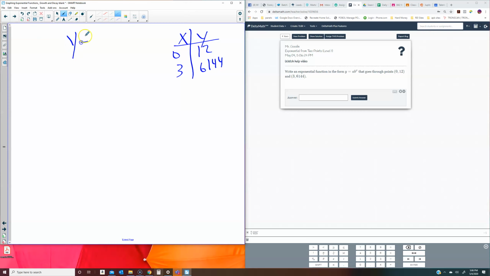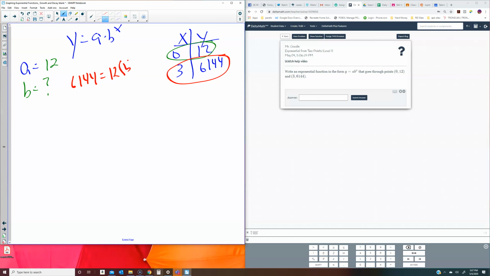Now we know it has to be y equals a times b to the x. So we know what our a is already. A is going to be right here, I'm going to put that in green. Right here, 12. Our b is what we don't know. We got to figure that out. So we're going to take our other point and substitute in to find our b. So we're going to do 6,144 is our y, equals our 12, our initial value, times b to the x power. Sorry, not to the x power, to the 3rd power.